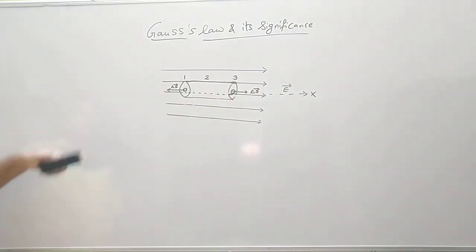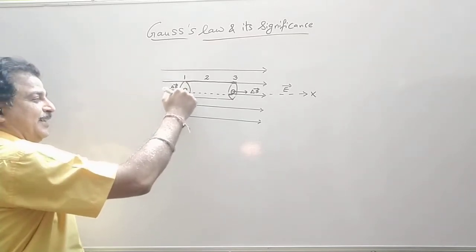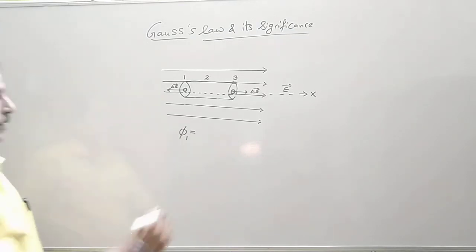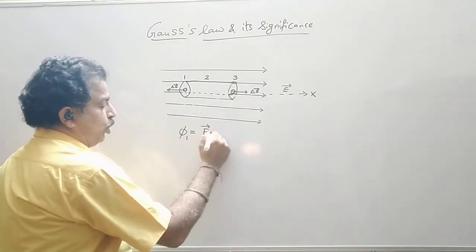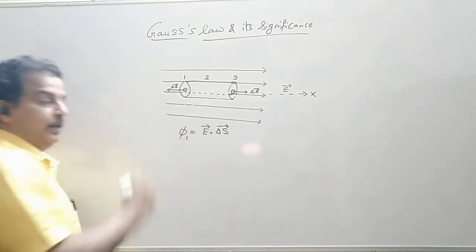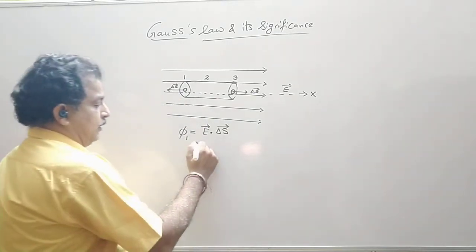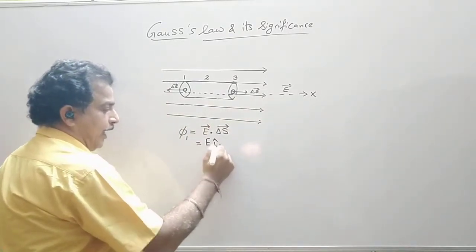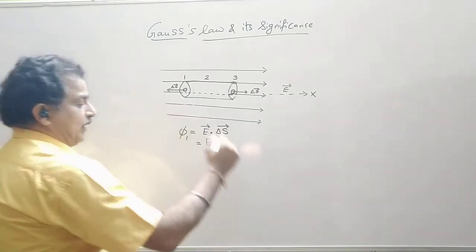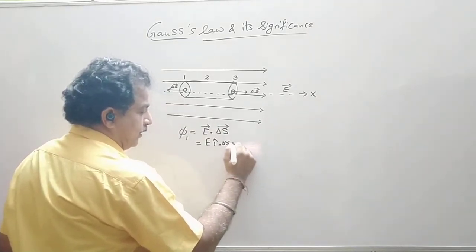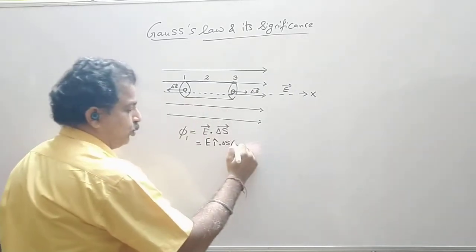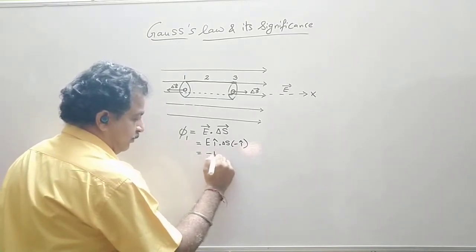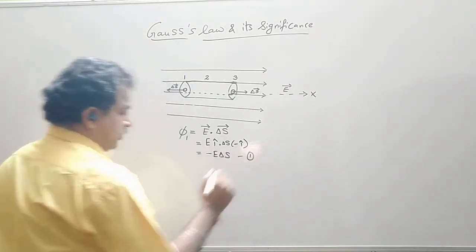Now let us see what is the flux linked with this cross section. Flux is equal to E vector dot delta S vector. For this, the electric field is along the x-axis, so I write the magnitude E, direction i cap, and S vector, magnitude delta S, direction is opposite to that, minus i. i dot i is 1, so it becomes minus E delta S. This is equation number 1.